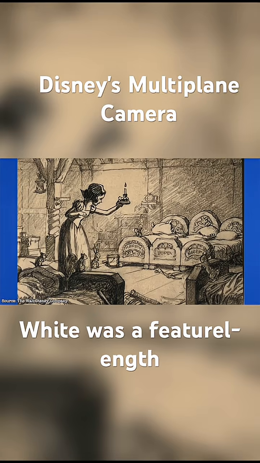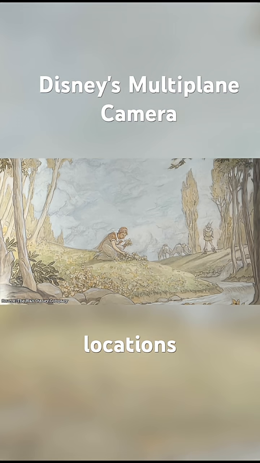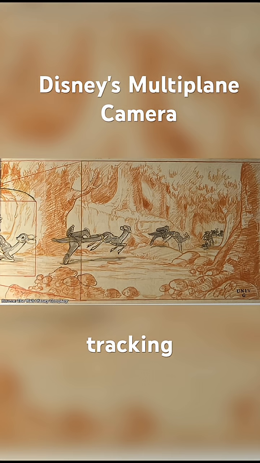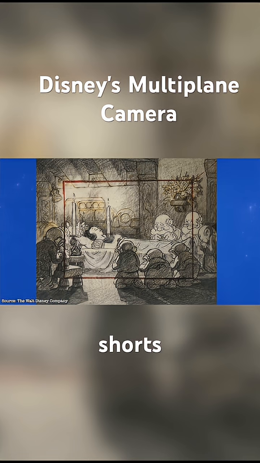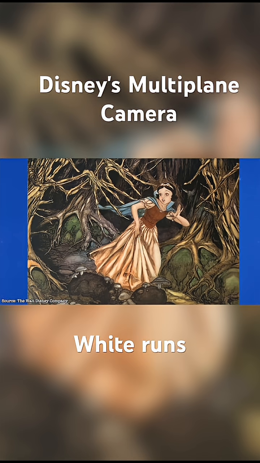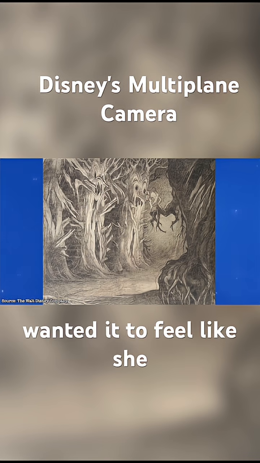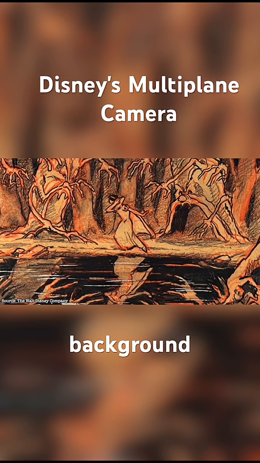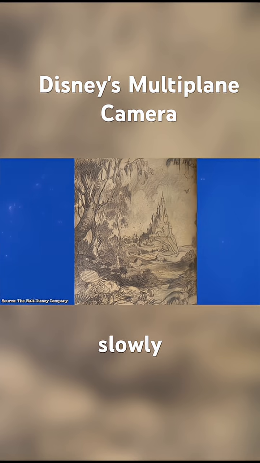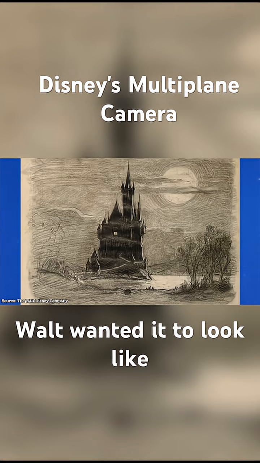But Snow White was a feature-length film requiring bigger locations, establishing shots, tracking shots, and much more camera movement and sophisticated visuals than any of the cartoon shorts. For example, when Snow White runs through the forest, Walt Disney wanted it to feel like she was actually surrounded by trees and not just running in front of a flat background. Or when an establishing shot slowly zooms in on the castle, Walt wanted it to look like the castle was actually in the distance.